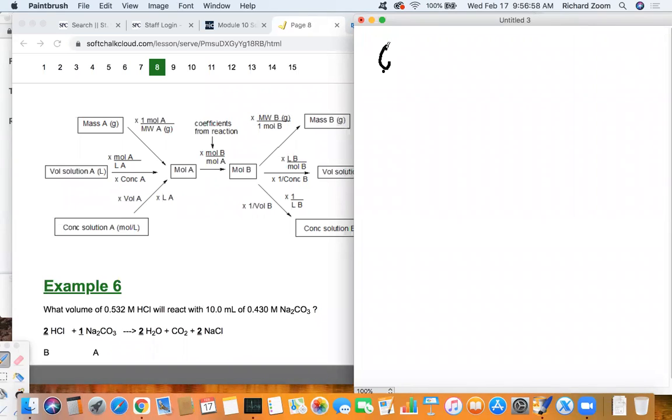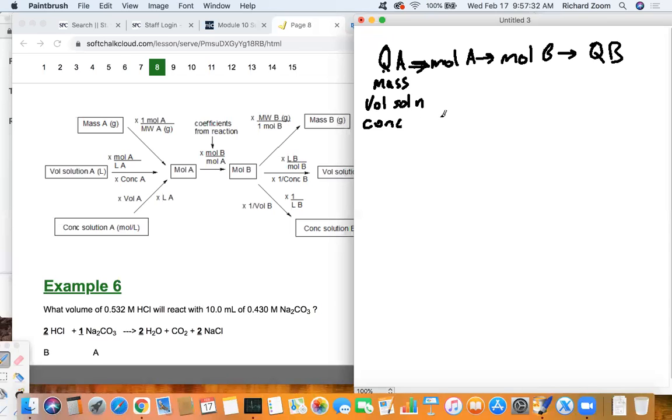All right, so again, it'll be QA gives mole A, gives mole B, and then QB. So what are these QAs and QBs that we're talking about here? Well, we're talking about mass, volume of solution, or concentration. Same with over here, what we could be looking for: we can look for mass, volume of solution, or concentration. We do have specific units as well. We'll have grams for mass, liters for volume of solution, and for concentration, it'll be moles per liter.